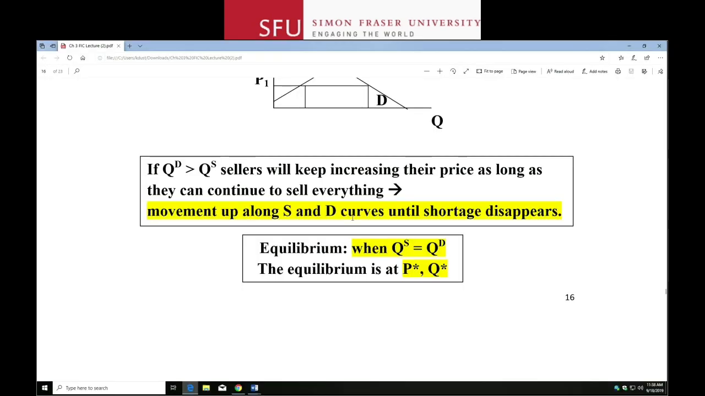Okay, so what happened as the price increased was a movement up both curves until the shortage disappeared. And then we have our equilibrium, and the equilibrium is defined as when the quantity supplied equals the quantity demanded.